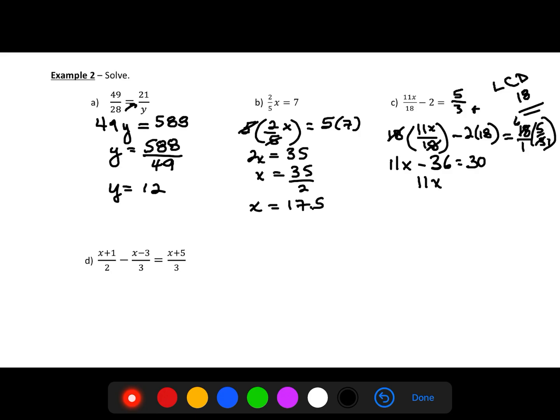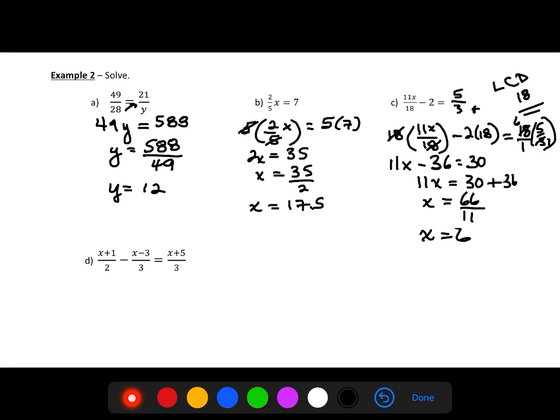We can also think 18 times 5 is 90. 90 divided by 3 gives us 30. So 11x, we're going to take our 36 over to the other side. And then we're going to take our 66 and divide by the 11 out front of the x. So x is equal to 6.